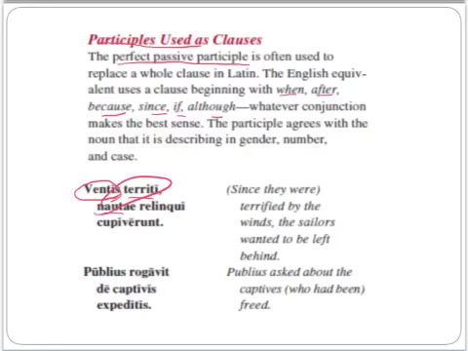Next one, captives who had been set free. So Publius asked about the captives, expeditos, having been set free. And you can translate this as who had been set free, or just asked about the freed captives.